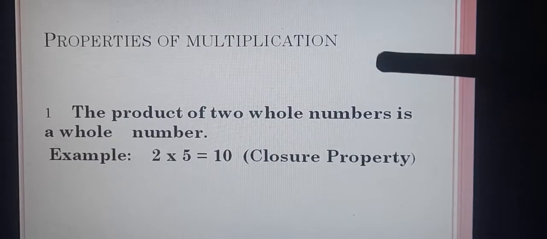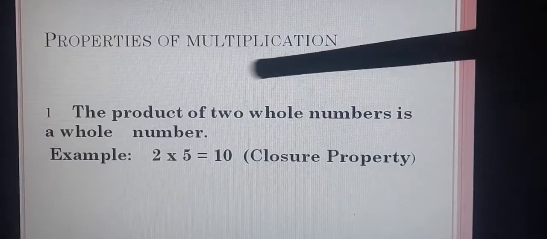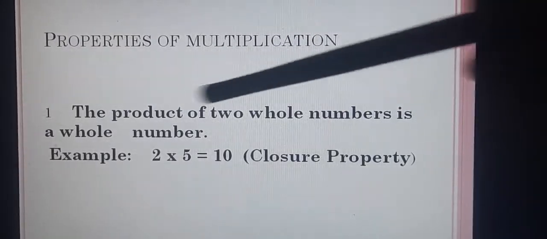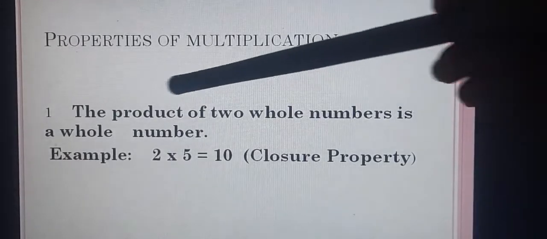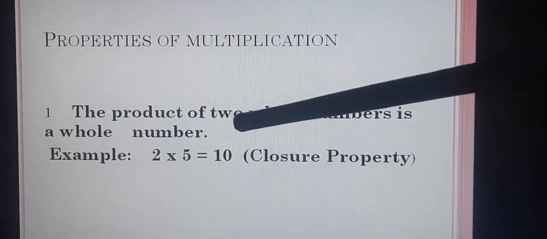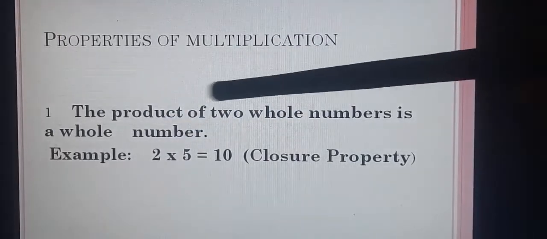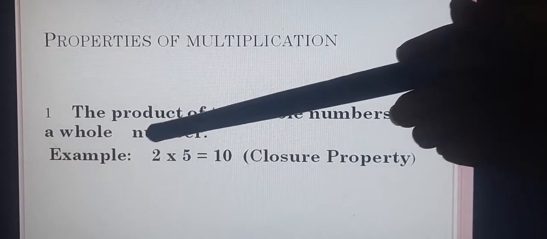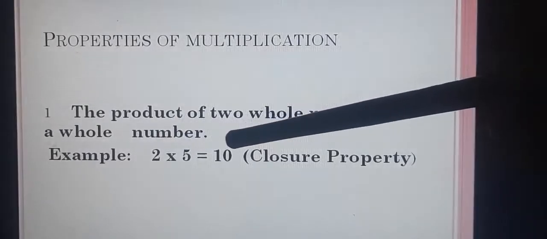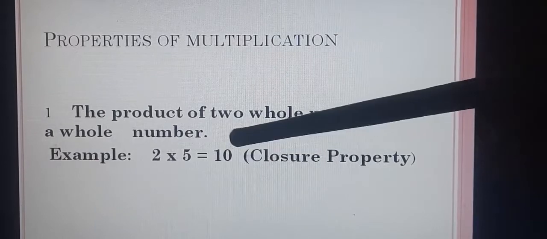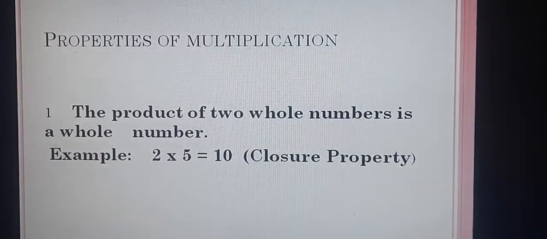Let's start with our topic, properties of multiplication. First property is the product of two whole numbers is a whole number. दो होल नंबर का प्रोडक्ट होल नंबर ही होता है. Whole numbers, you know that 0, 1, 2, 3, 4, 5, these are whole numbers. So, say this example, 2 multiply 5, 10. So, 2 and 5 are whole numbers and the product 10 is also a whole number. This is known as closure property.